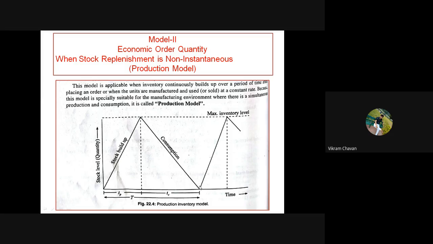And when it is reduced to the minimum level, once again the order will be placed and the inventory replenishment action will start. Once again that stock will start building, and once it achieves the maximum, we will stop the filling of the inventory and only the consumption will run during the further time period. Okay, getting this particular figure, समजतंय सगळ्यांना काय आहे प्रोडक्शन मॉडेल?